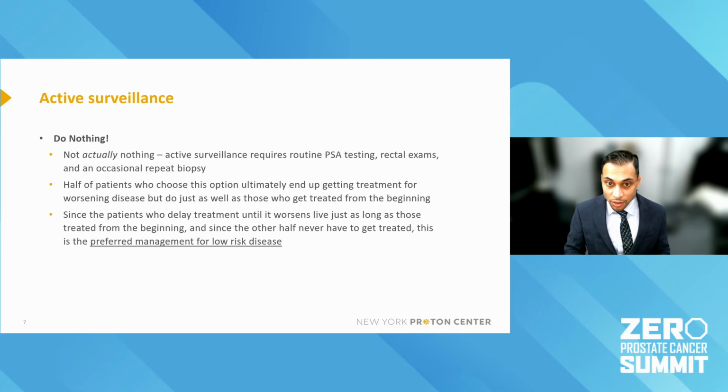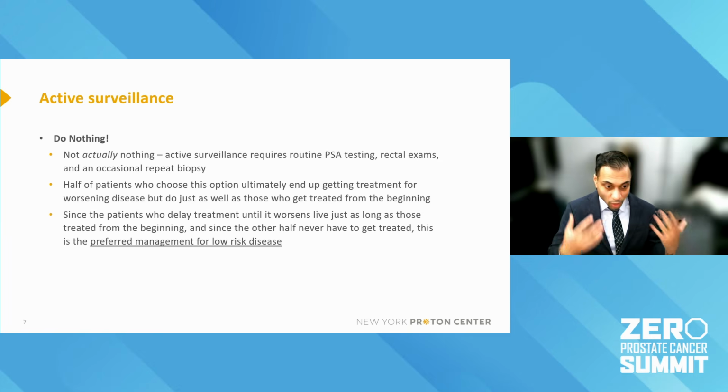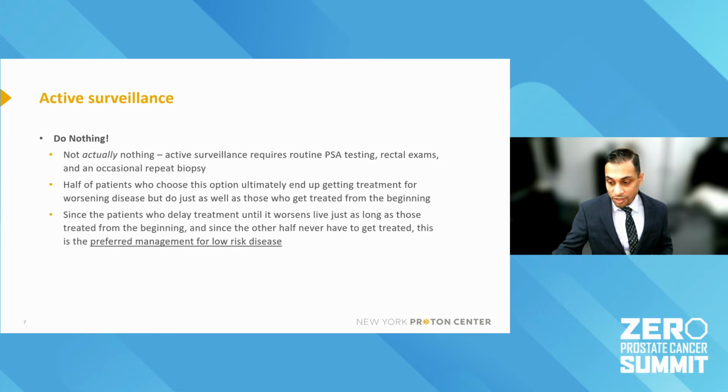The important thing to note, though, is that those patients that do delay their treatment, they don't do any worse than those that were treated from the very beginning. There's no change in survival, no change in ultimate cure rate. So you really don't lose anything by waiting if you're in that low risk category. And then, of course, there's another half of those patients who never have to get anything. So they actually get away with just watching and monitoring their disease for their entire life. So for that reason, this is the preferred management for low risk disease.